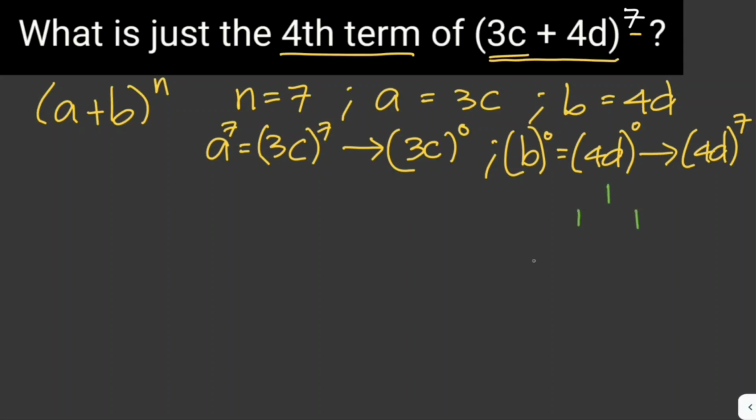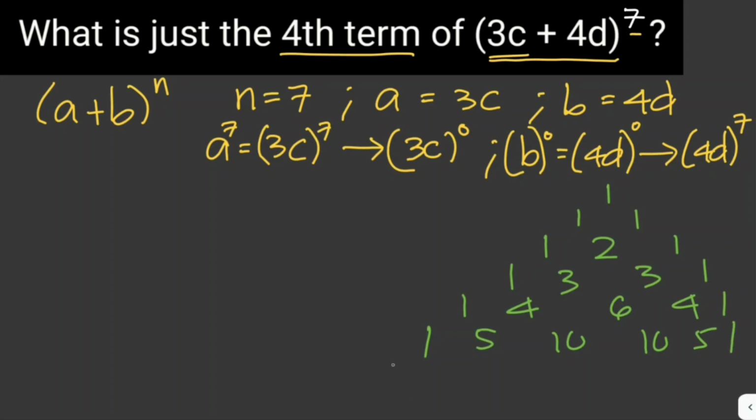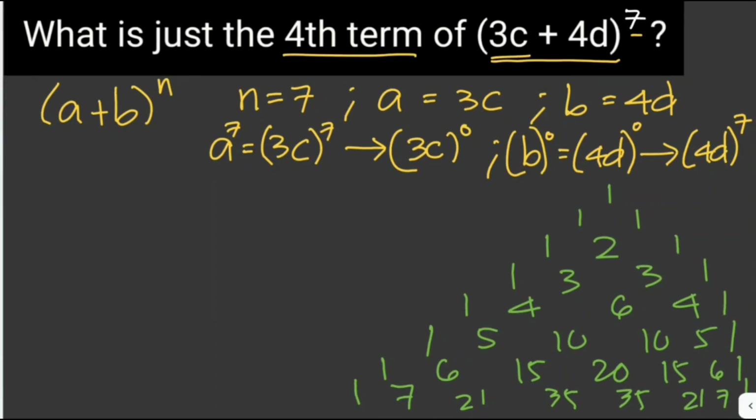1, 1, 1, 2, 1, 1, 3, 3, 1, 1, 4, 6, 4, 1, 1, 5, 10, 10, 5, 1, then 1, 6, 15, 20, 15, 6, 1, 1, 7, 21, 35, 35, 21, 7, 1. We will only need the fourth term.